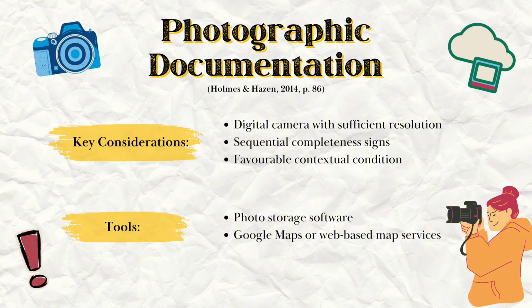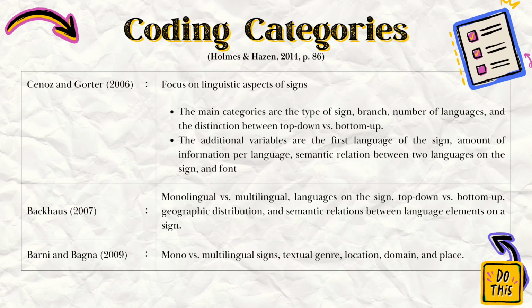The next data collection technique is coding categories. When the researcher is conducting photographic documentation, it is essential for the researcher to consider which type of coding categories will be applied to the data collection. There are 3 varieties of coding categories based on research focus. The first one is Spolsky and Cooper 2006 that focus on linguistic aspects of signs.